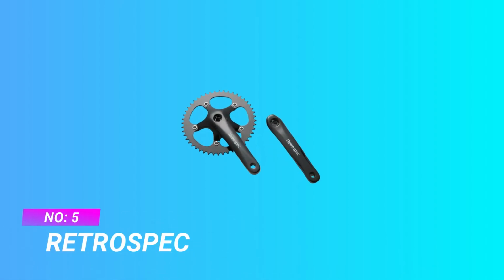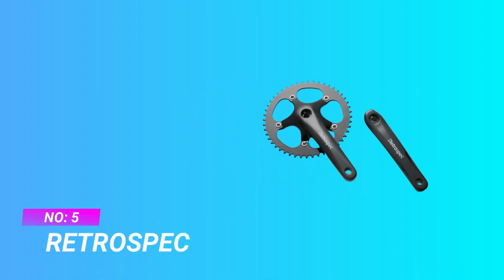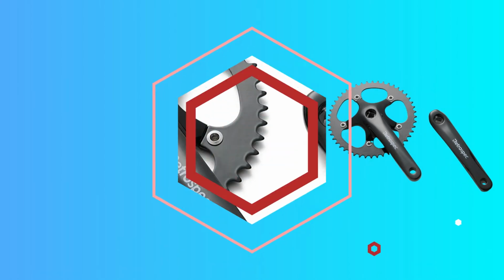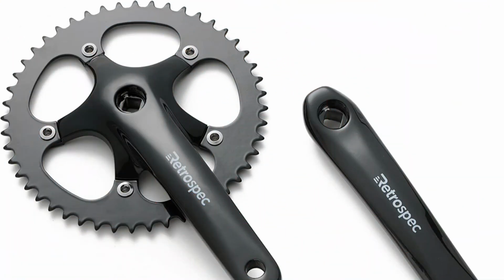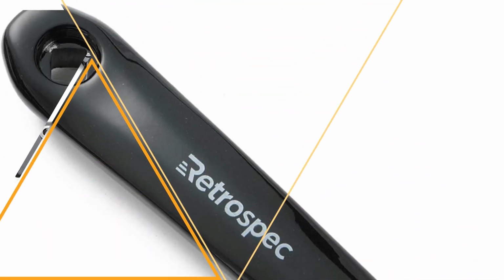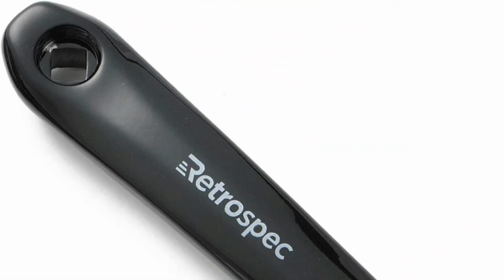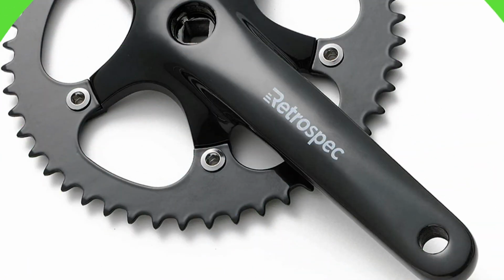Number 5. Retrospec Fixie Crankset. A great fixed gear crankset that comes in multiple colors. The Retrospec Bicycles crankset is ideal for someone looking to put together a fixie build, as you're able to save money without compromise. This is the new and improved three-piece Mantra crankset from Retrospec Bicycles.